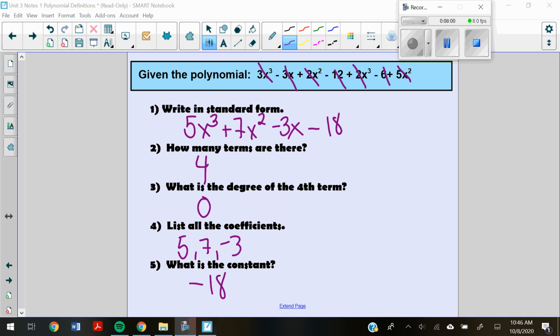All right, take a look here and see how you did. We end up combining it down to 4 terms. The 4th term is that constant, so it has a 0 degree because there's no variable there. That's like saying x to the 0 power. List all the coefficients. Now remember, the sign in front of it goes with that coefficient. So that's a negative 3. And then my constant is my negative 18.